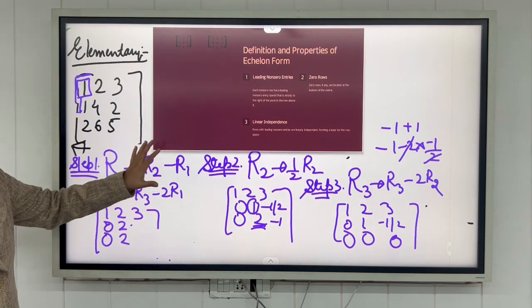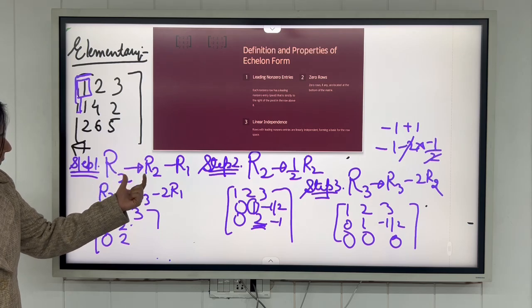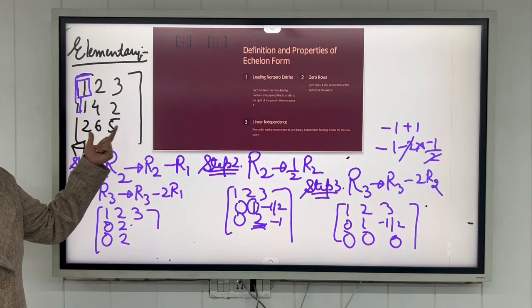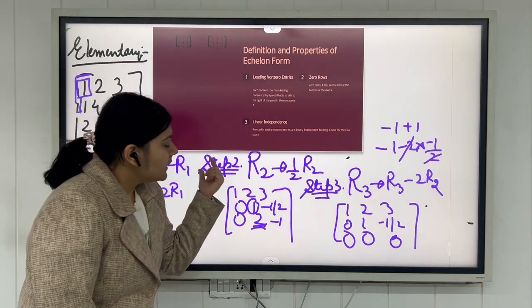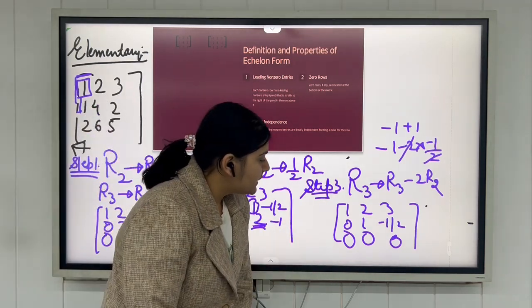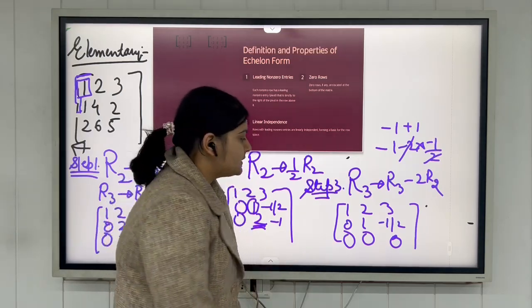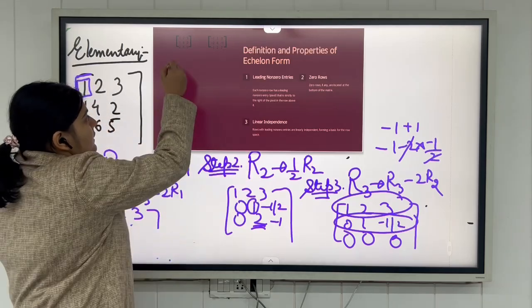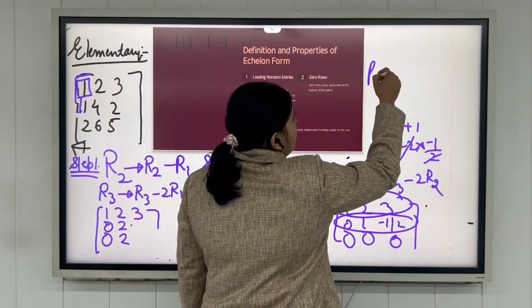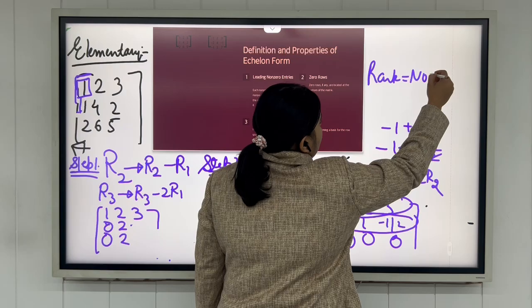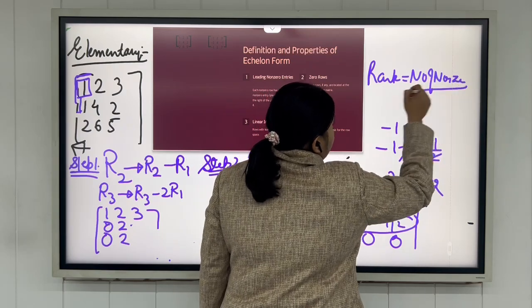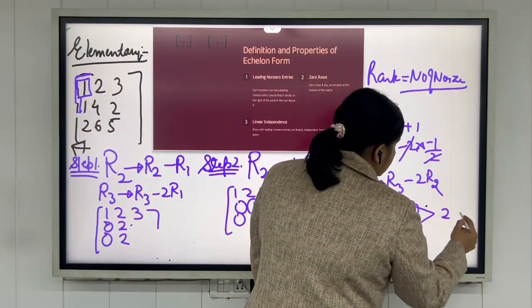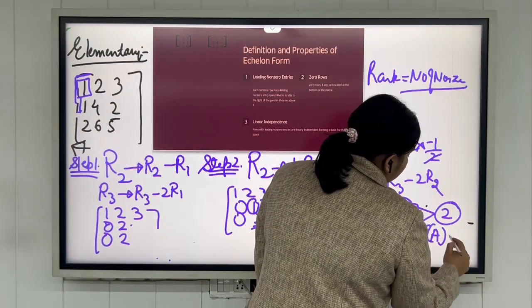The elementary transformations you are observing here are the ones that help you find the rank of a particular matrix. Now, in step number 3, you can see how many non-zero rows there are: 1, 2. Therefore, we have another definition for rank: the number of non-zero rows will also give you the rank of the matrix. We have 2 non-zero rows, so that means rank of A will be equal to 2.